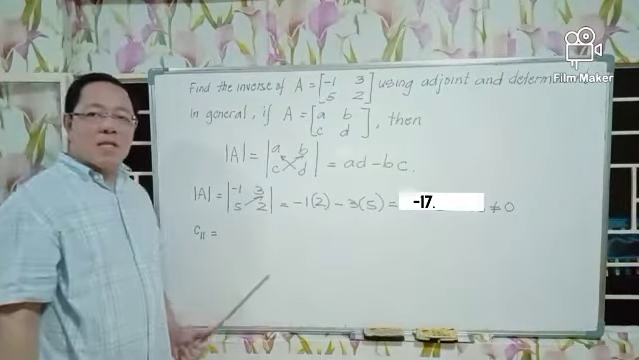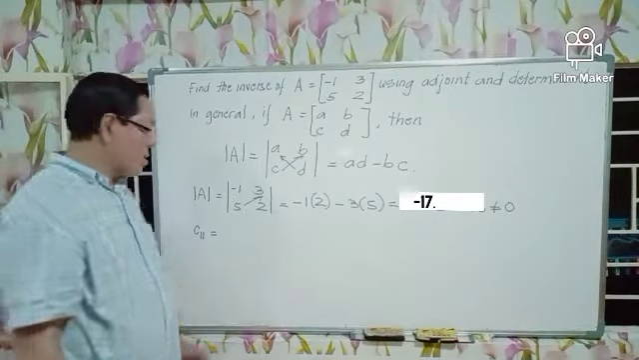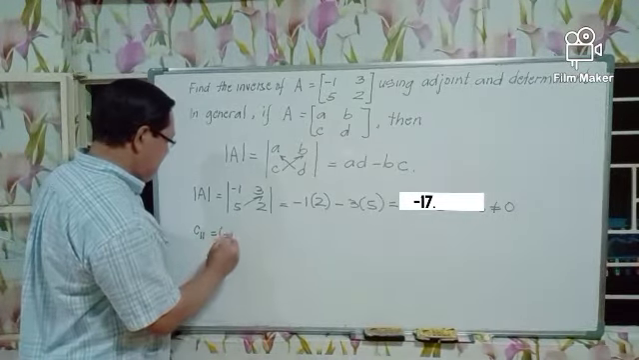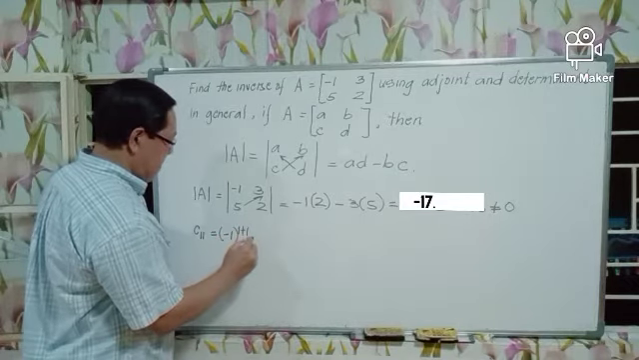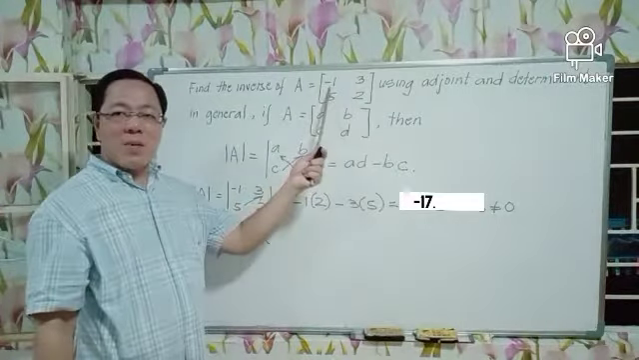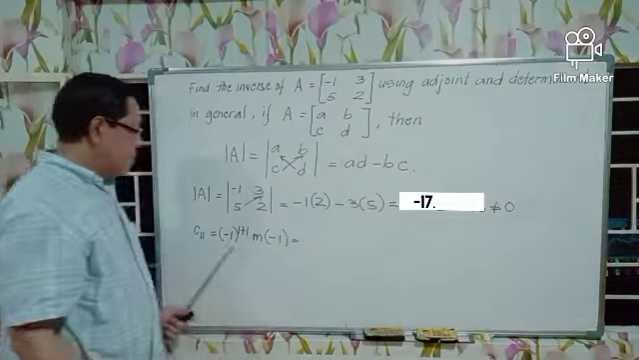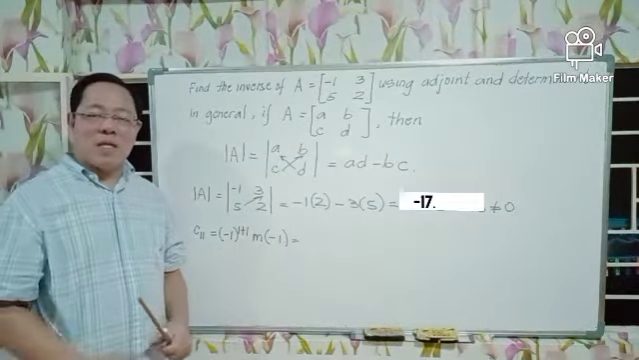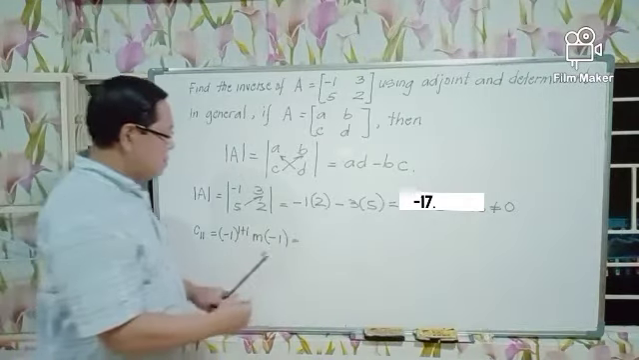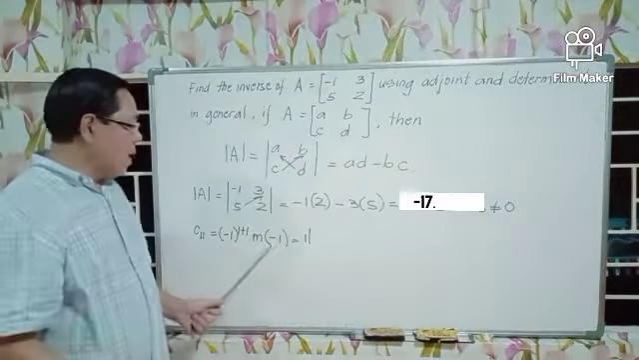C sub 1, 1 is equal to, by the formula I wrote earlier, quantity negative 1 raised to 1 plus 1, multiplied by the minor of negative 1. And negative 1 raised to 1 plus 1 is negative 1 raised to 2, and negative 1 squared is positive 1, multiplied by the minor of negative 1.